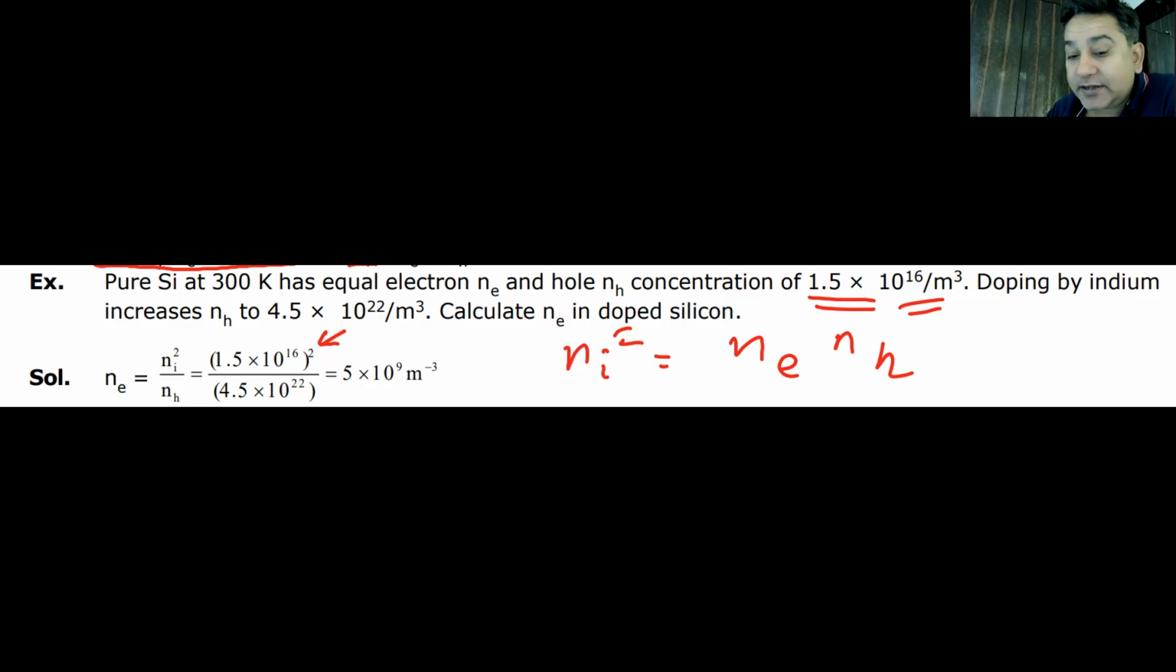Do we understand this? Ni is 1.5 into 10 raised to the power 16, the original concentration. That should be equal to Ne, the new concentration of electron, multiplied by NH, the new concentration of hole. We know the new concentration of holes. From there, you can calculate the new concentration of the electrons. Yes or no? Yes, sir.